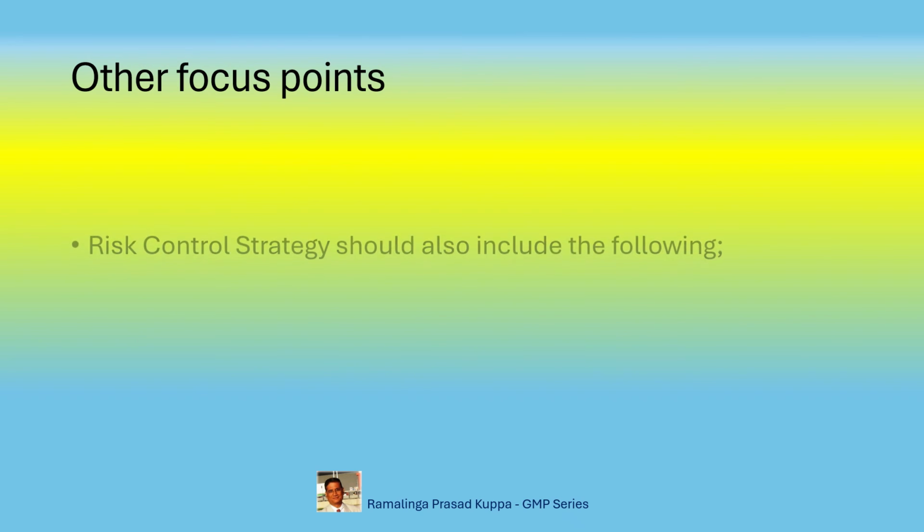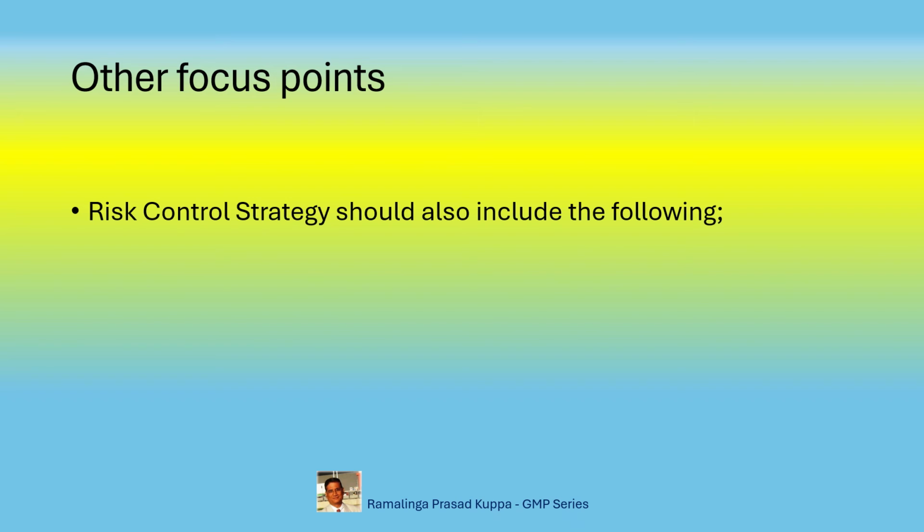Other focus points. Risk control strategy should also include the following. In addition to the above, it is necessary to include the following for risk assessment: excipients and packaging materials. Impurities such as nitrite can be found in a range of commonly used excipients. Packaging materials like nitrocellulose in press-through pack aluminum printing ink and polyvinyl chloride (PVC) container material can contribute to nitrosamine impurities.